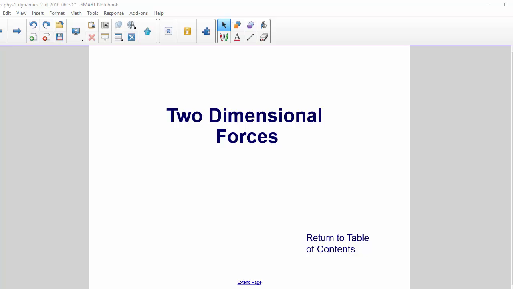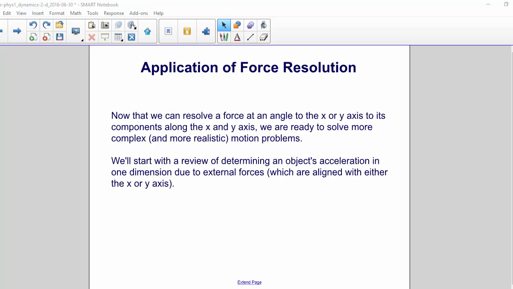Two-dimensional forces. Now that we can resolve a force at an angle into its x and y components, we're ready to solve more complex problems. We'll start with a review of determining an object's acceleration in one dimension due to external forces.